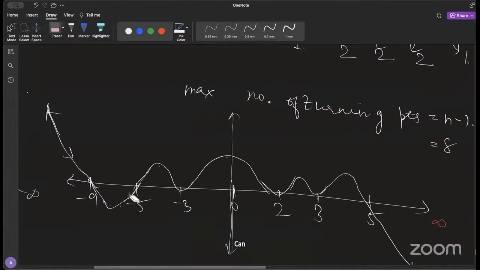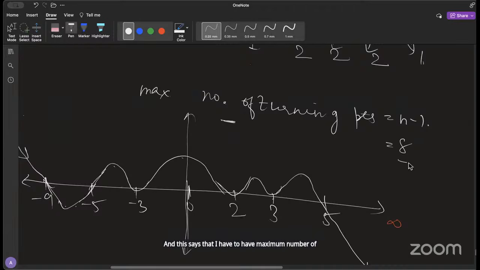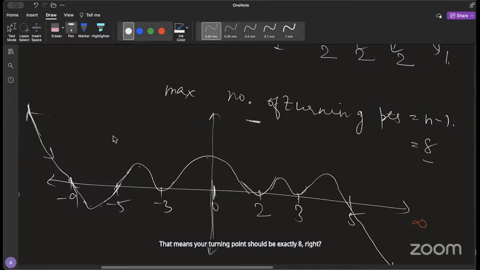Can I remove any turning point from here? No, ma'am. That means we have at least 8 turning points. And this says that the maximum number of turning points is 8, and the graph says the minimum number of turning points is 8. That means your turning points should be exactly 8, right? Yes, ma'am.